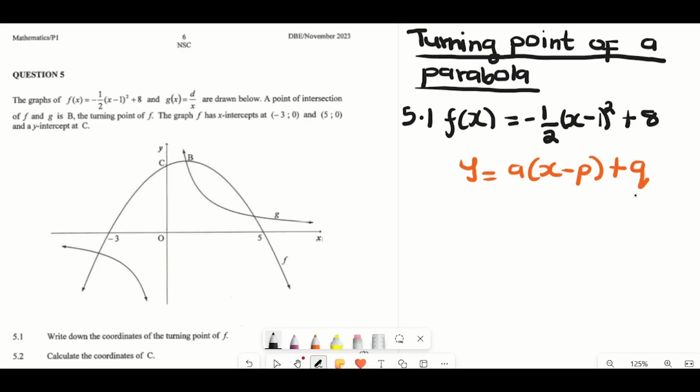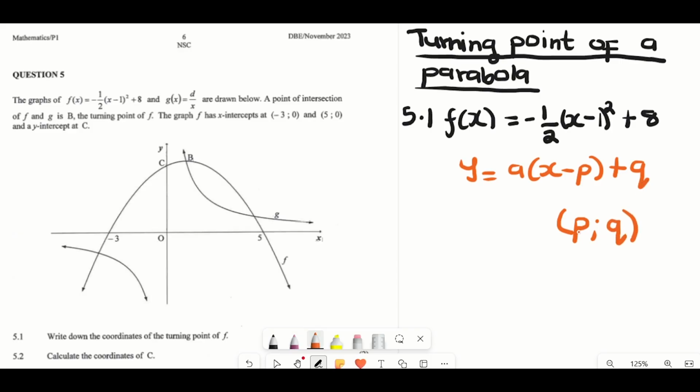And the nice thing about the turning point form is that it's very easy to get the coordinates of the turning point. The x value of the turning point is the p. So you just write it as it is. It's p. But notice how here it's negative, but when I write it as a coordinate of the turning point, it becomes positive. It's because it's inside the bracket, and if you work it out, then the sign will change. But this q remains the same. The sign remains the same.